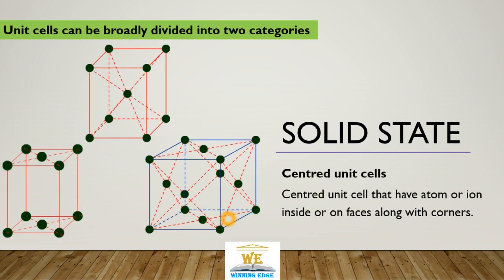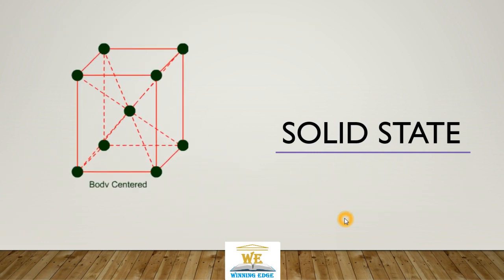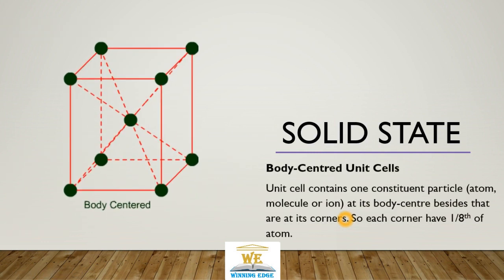Next is the centered unit cell. There are two categories, because in a centered unit cell the atoms can be present inside the body or on the faces. Obviously, along the corners all constituent atoms will be there. Let's see body centered first. A body centered unit cell has atoms on the corners as well as in the center of the body.